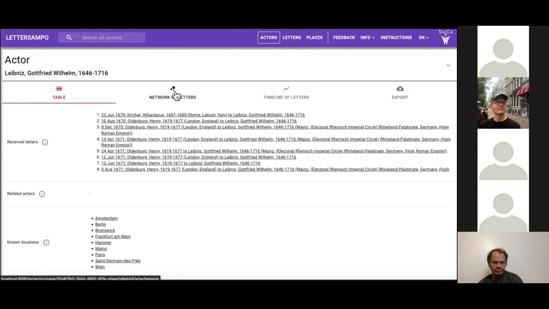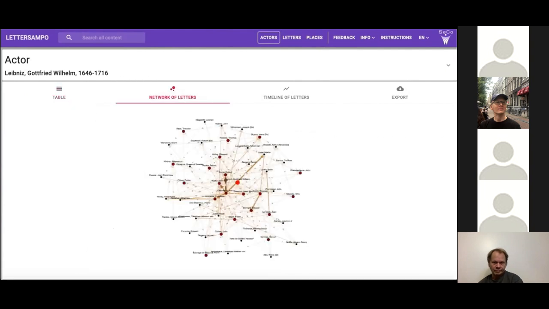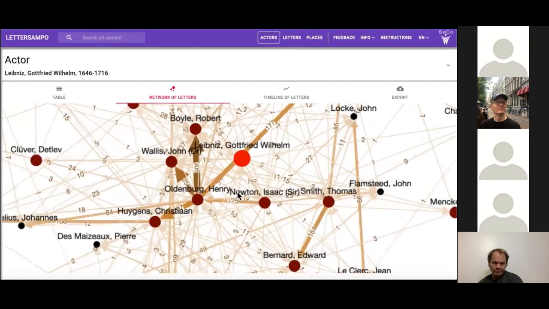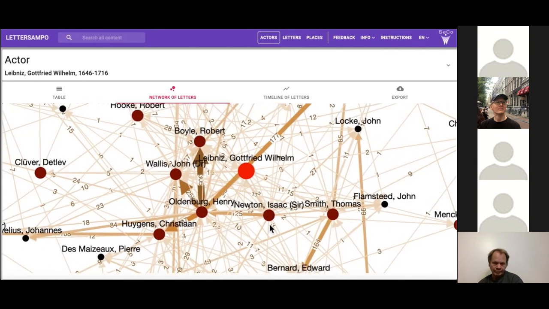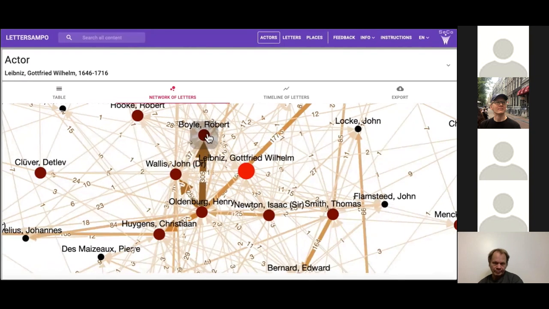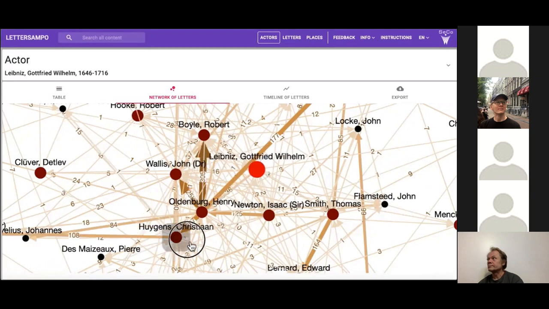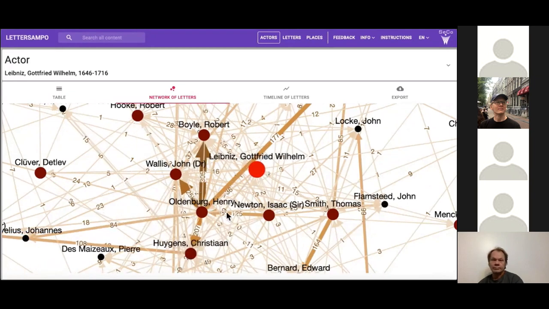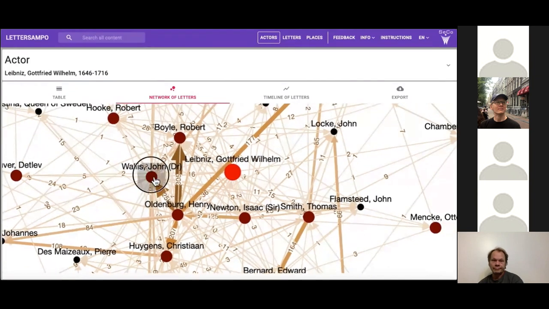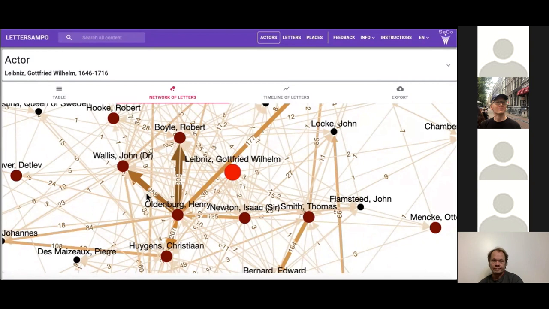The next tab, Network of Letters, shows a visualization of actors' egocentric network. The link width between two actors indicates the amount of mutual correspondence. The wider the link, the more letters have been sent between the two actors. We can, for instance, spot that Leibniz sent 39 letters to Christian Huygens, while Henry Oldenburg sent more than 200 letters to Huygens. Again, this analysis is based on data about only a fraction of Leibniz's known letters.